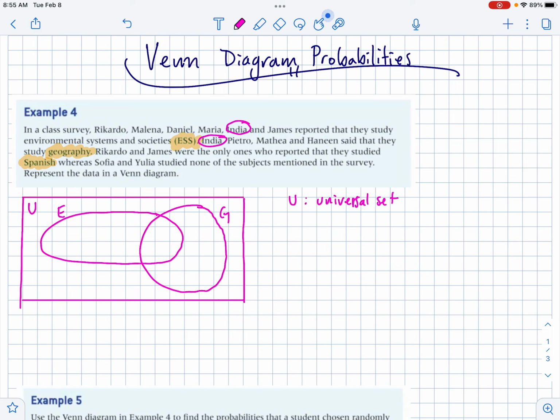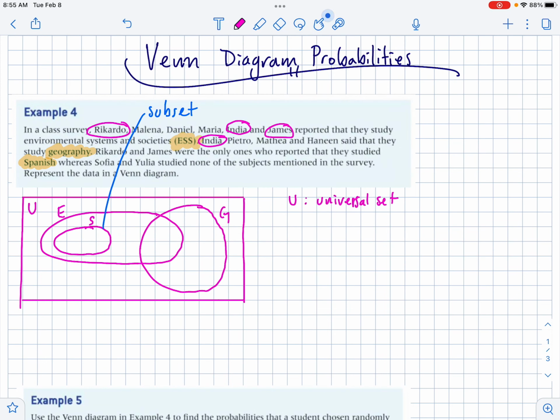But then Ricardo and James say that they study Spanish. But notice that Ricardo and James also are in the environmental systems class. So there's actually a Spanish subset within this. I'll make a note that this is called a subset because it lives inside one set.